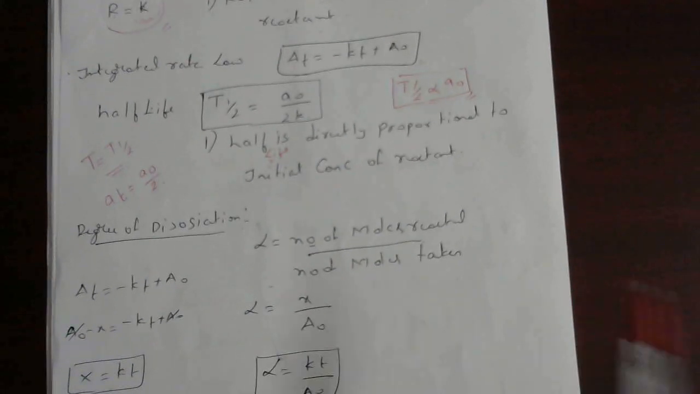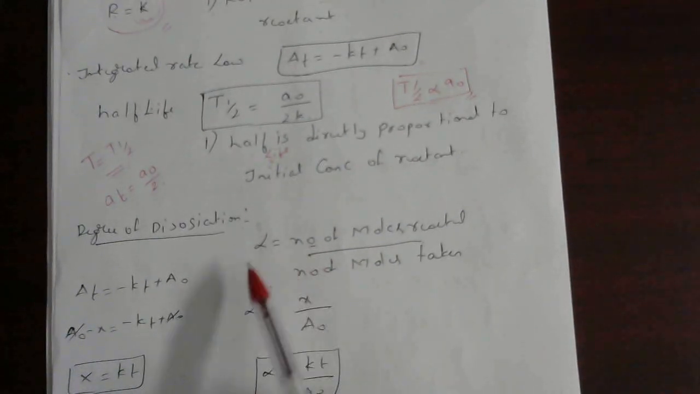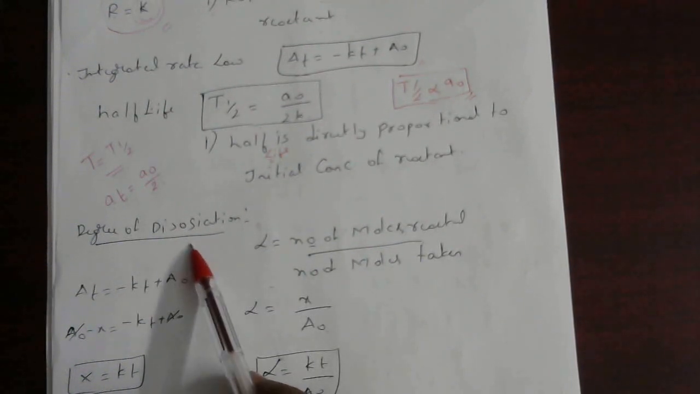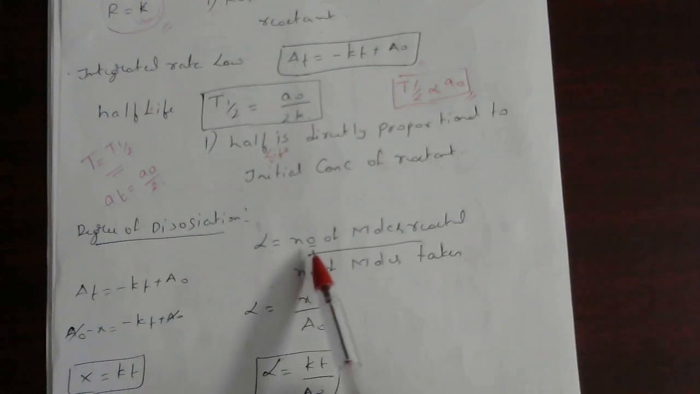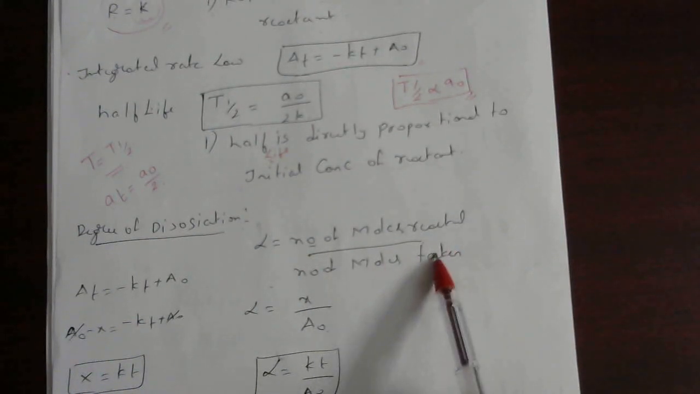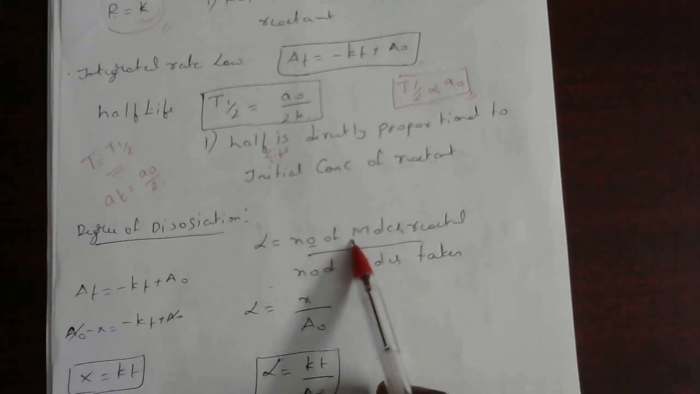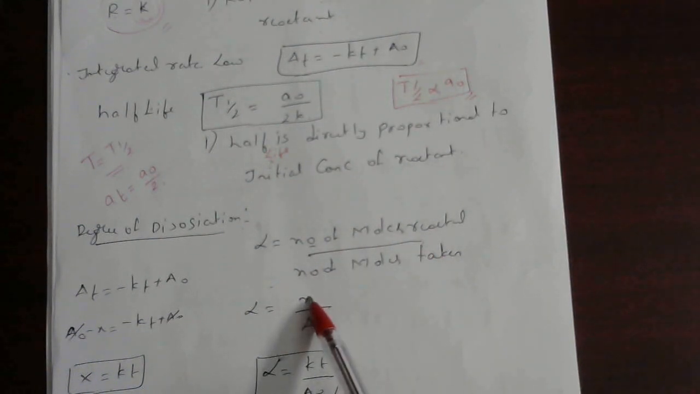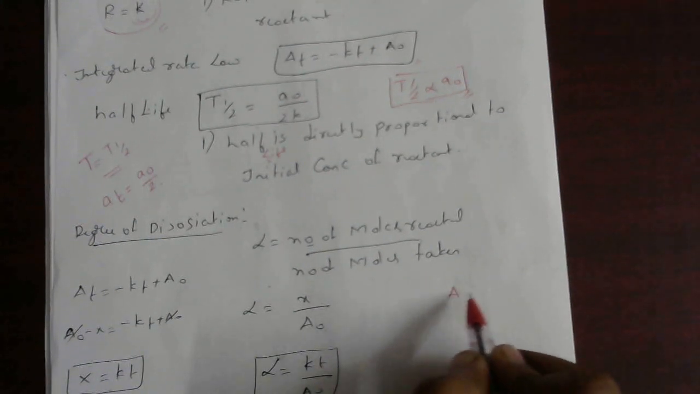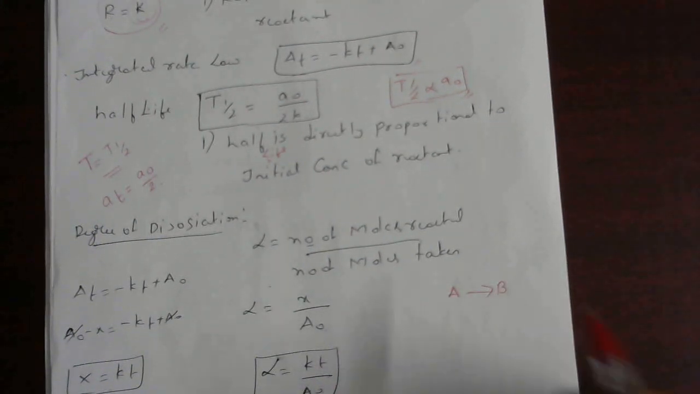Let us talk about the degree of dissociation. Alpha. This is nothing but the degree of dissociation, and here they will be giving the formula: number of moles reacted divided by number of moles taken. How many moles reacted? It's nothing but x. For example, let us take this equation. I am trying to explain it here itself. A gives rise to B.